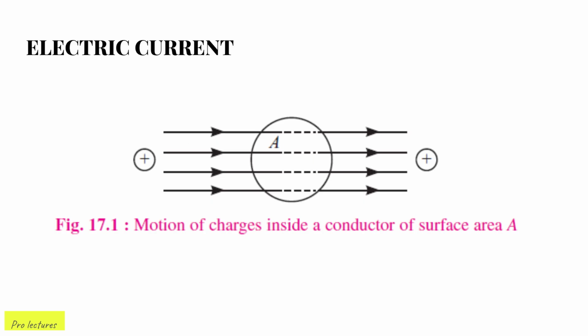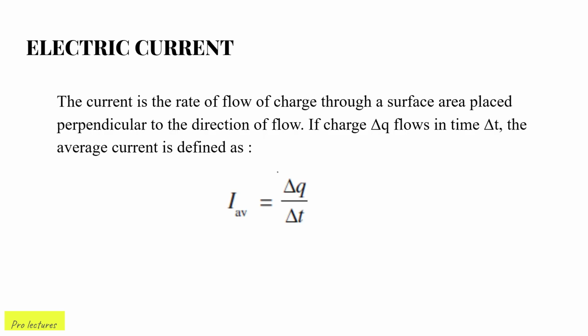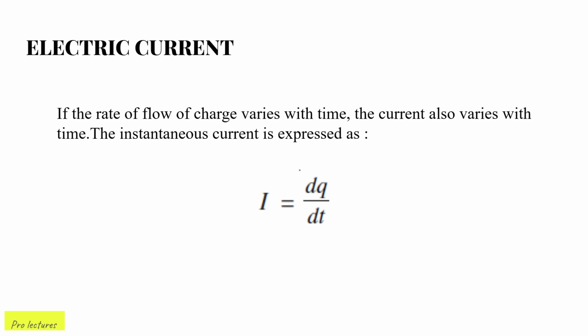Imagine a conductor with an area A through which charge flows. The current is defined as the rate at which charge flows through a surface perpendicular to the direction of flow. Now, if charge ΔQ flows through this surface in a time interval Δt, the average current is calculated as I average equals ΔQ by Δt. But if we want to know the instantaneous current, that is the current at any given moment in time, it is expressed as I equals dQ by dt.